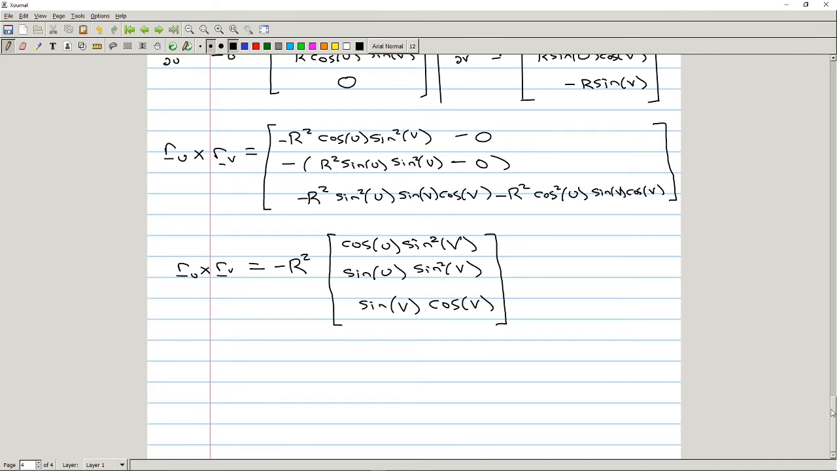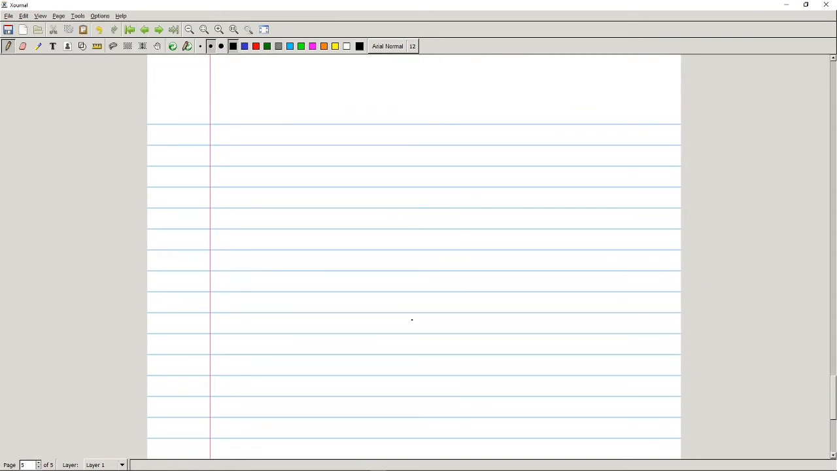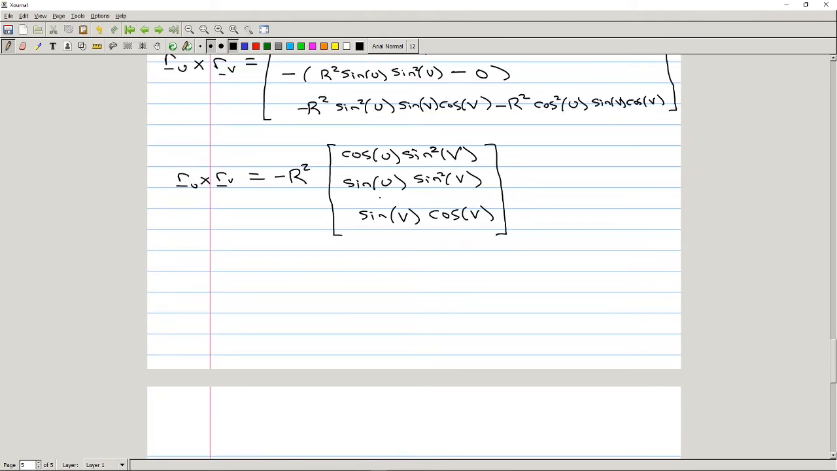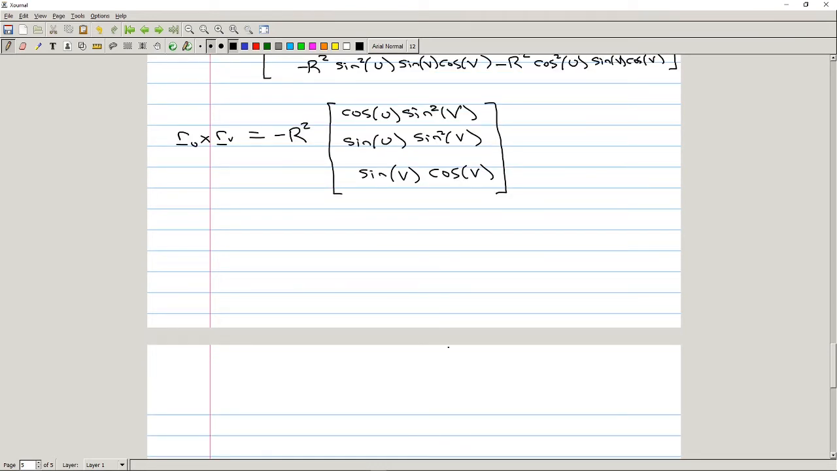This is the normal vector, and it's actually going to be what's called the inward normal vector, because it points into the sphere. The outward normal vector is just negative times this inward normal vector. But the idea here is that we don't really care about the direction for now. We will care about it later. But this is going to be r_u cross r_v, the magnitude that we're looking for in the integral.